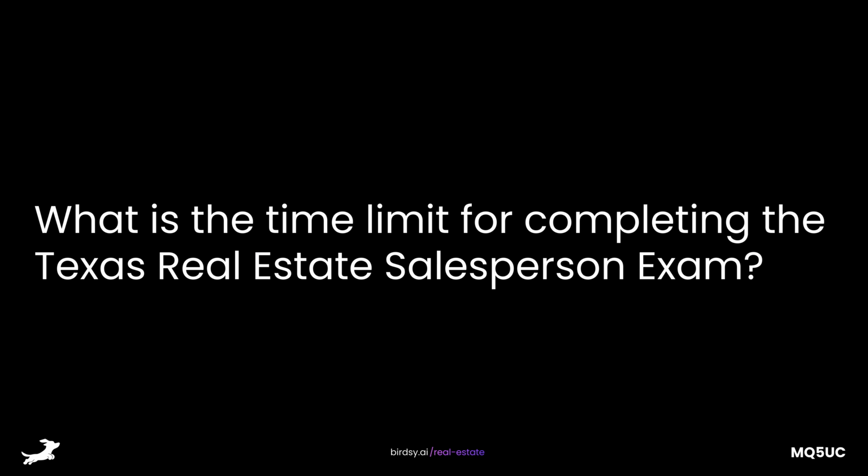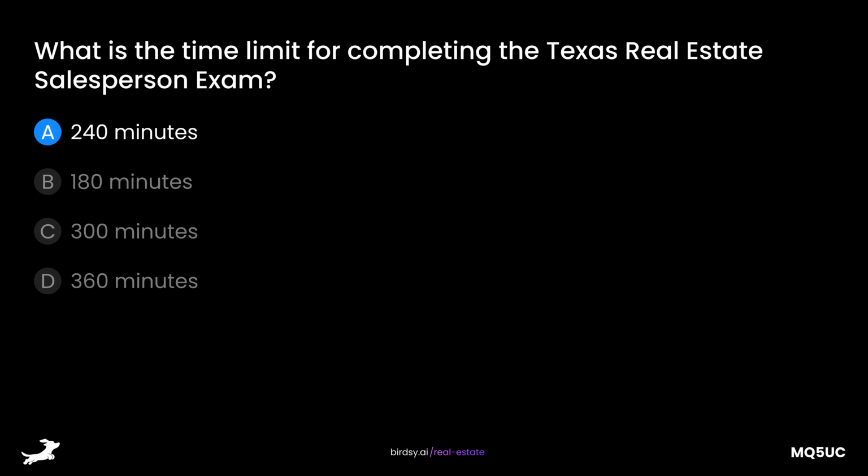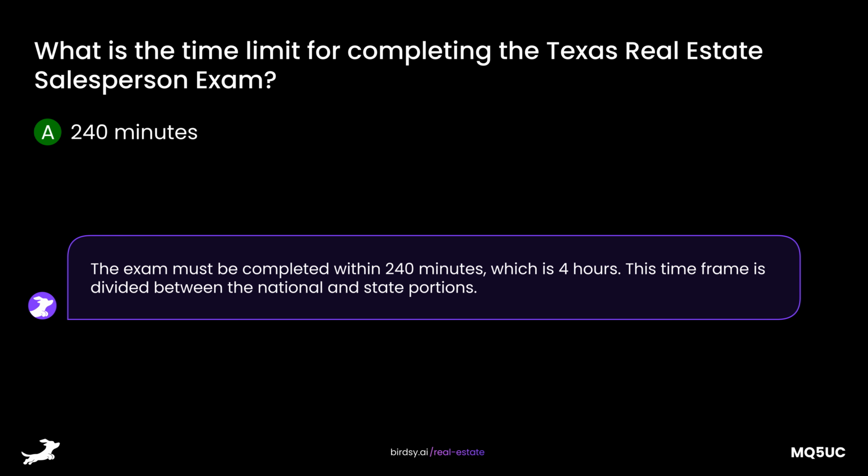What is the time limit for completing the Texas Real Estate Salesperson exam? Is it A, 240 minutes, B, 180 minutes, C, 300 minutes, or D, 360 minutes? The answer is A, 240 minutes. The exam must be completed within 240 minutes, which is 4 hours. This time frame is divided between the national and state portions.